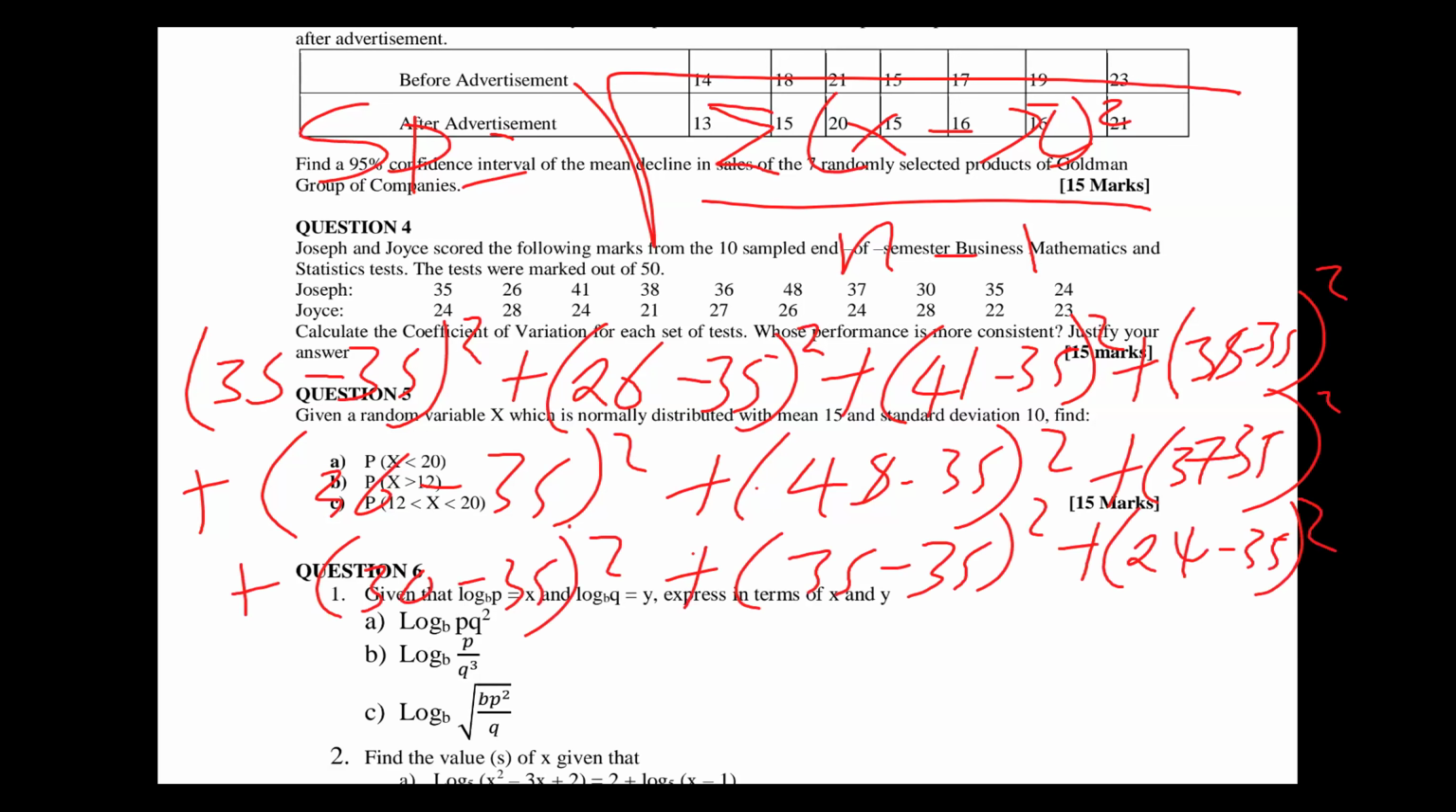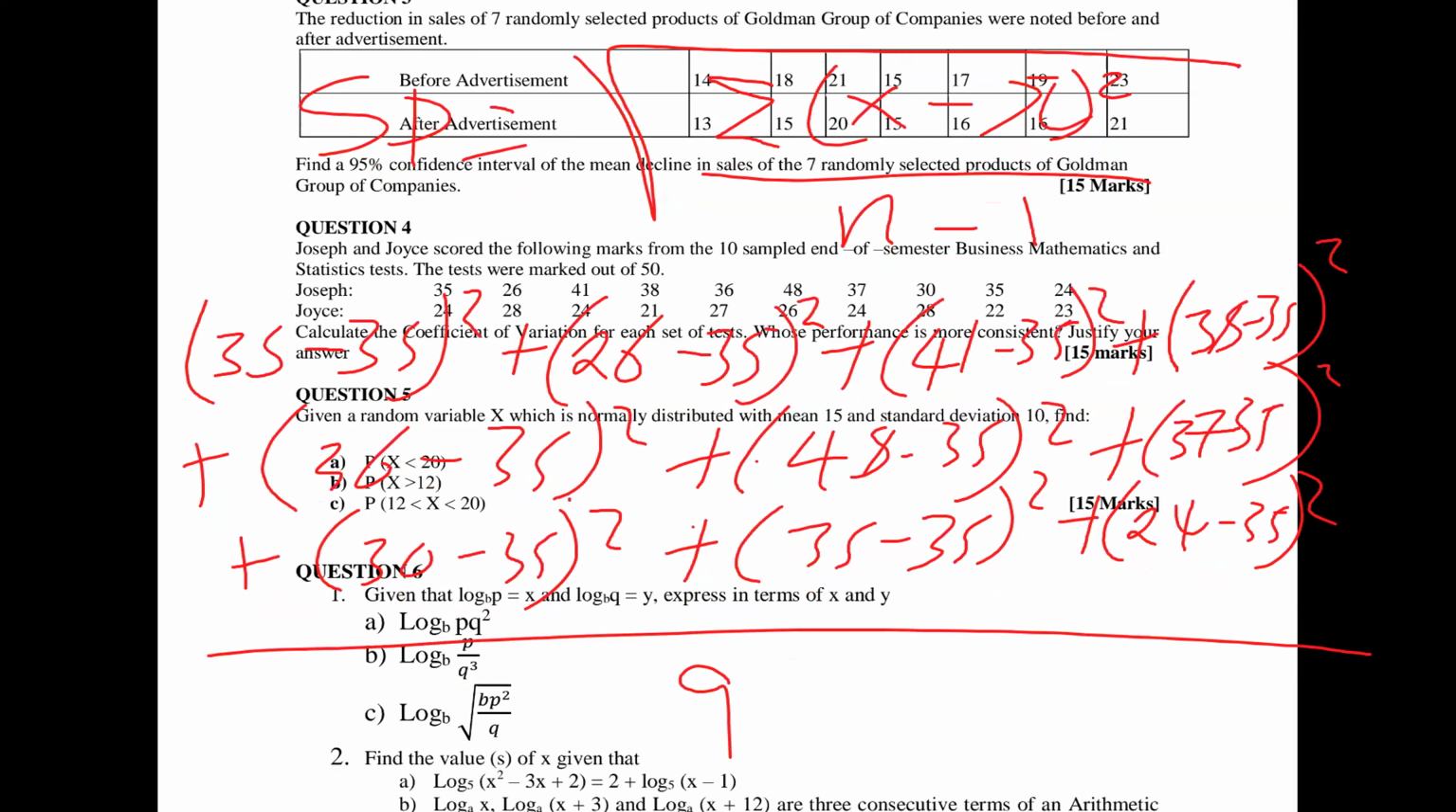You square that, divided by n minus 1, which is basically 9. Our n is 10. There are 10 sample tests. So whatever you find on top, divided by 9, then you square root it. That will give you the standard deviation. Okay? I guess you're following up to there.